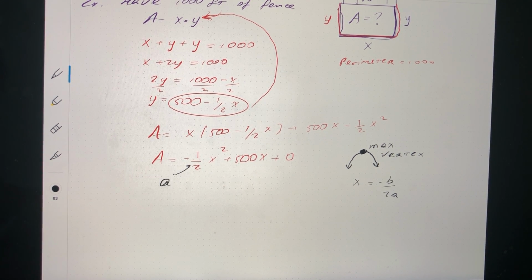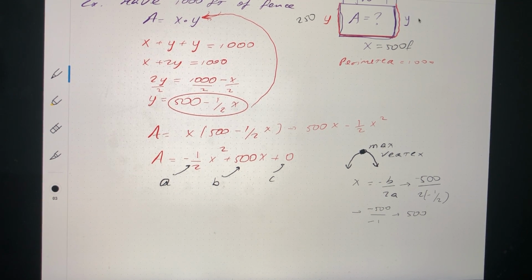Now our a is negative 1/2, the b is 500, c is 0, but the formula does not need the c, so we don't need that. We have negative 500, divided by 2 times negative 1/2. 2 times negative 1/2 is negative 1, so we have negative 500 divided by negative 1, which is 500. So the x in our garden should be 500 foot. And if the total is 1,000 and these are equal, that makes 250 for each of the vertical sides.